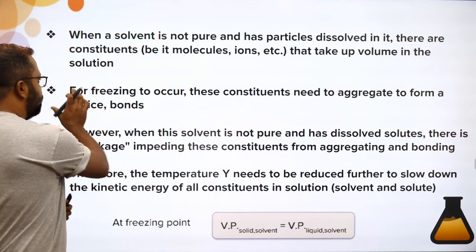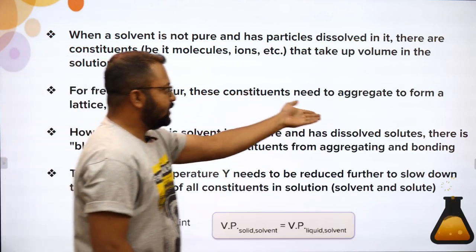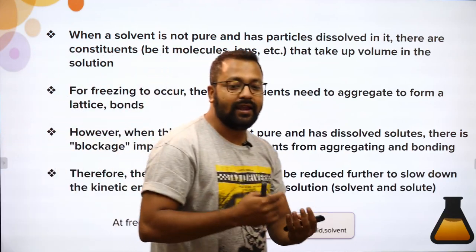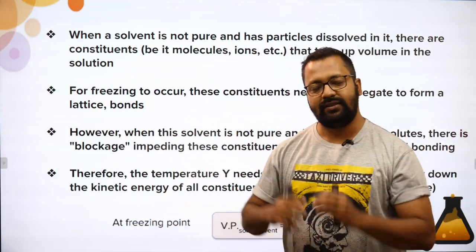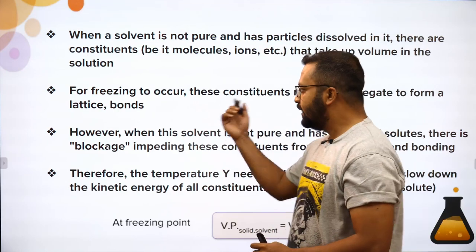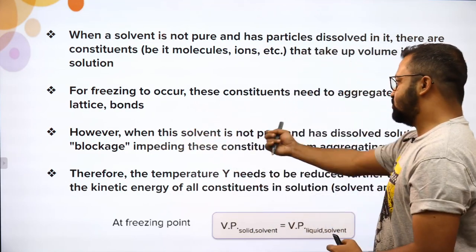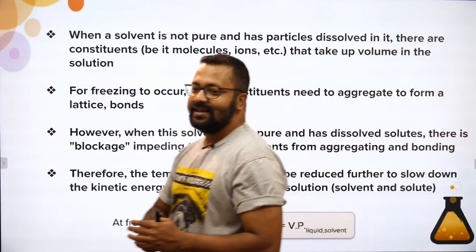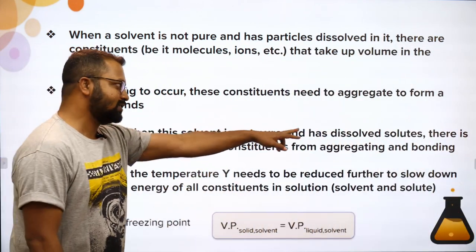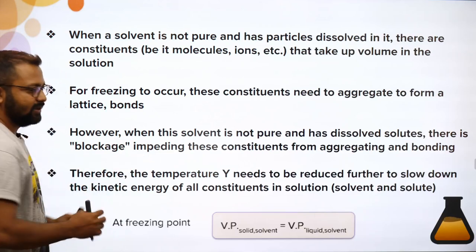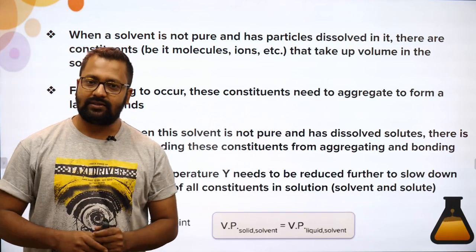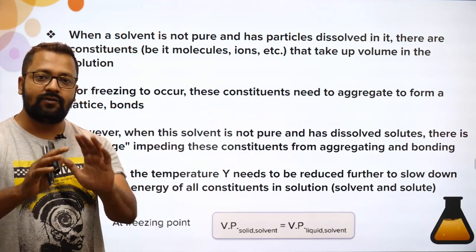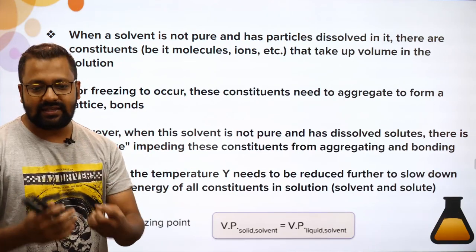Okay, so for freezing to occur, these constituents need to aggregate to form a lattice. Aggregate ka matlab saath mein aana. However, when the solvent is not pure and it has some dissolved solutes, there is a blockade. Ek block aa jata hai, ek hindrance aa jati hai, jisse ki they cannot any longer form that lattice very easily.